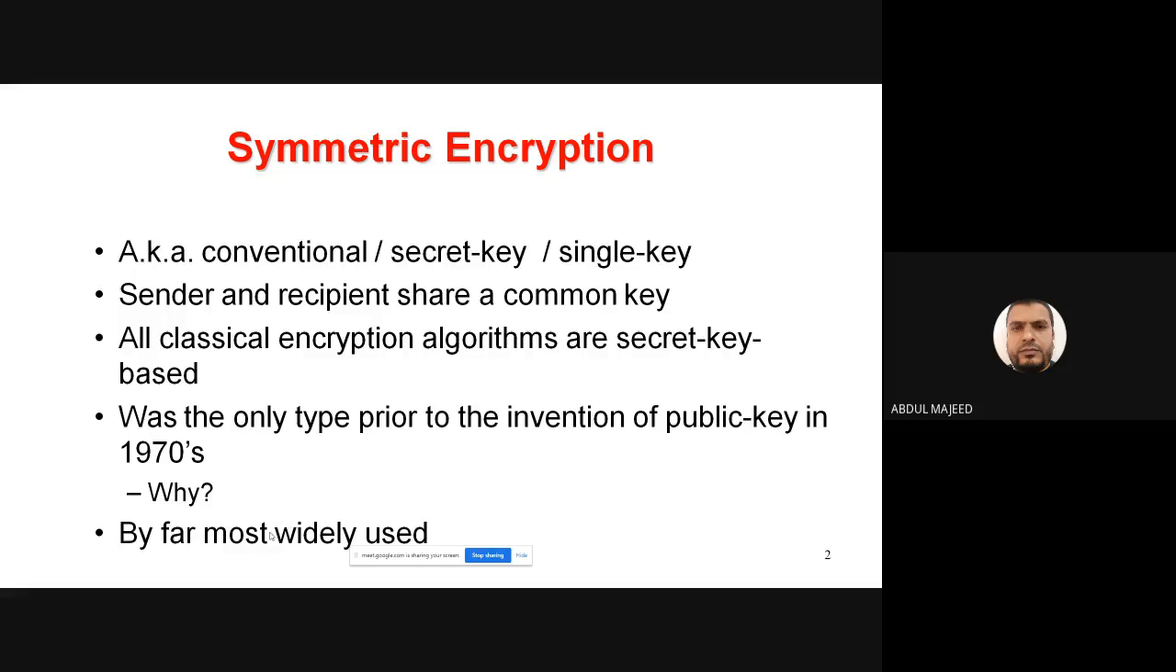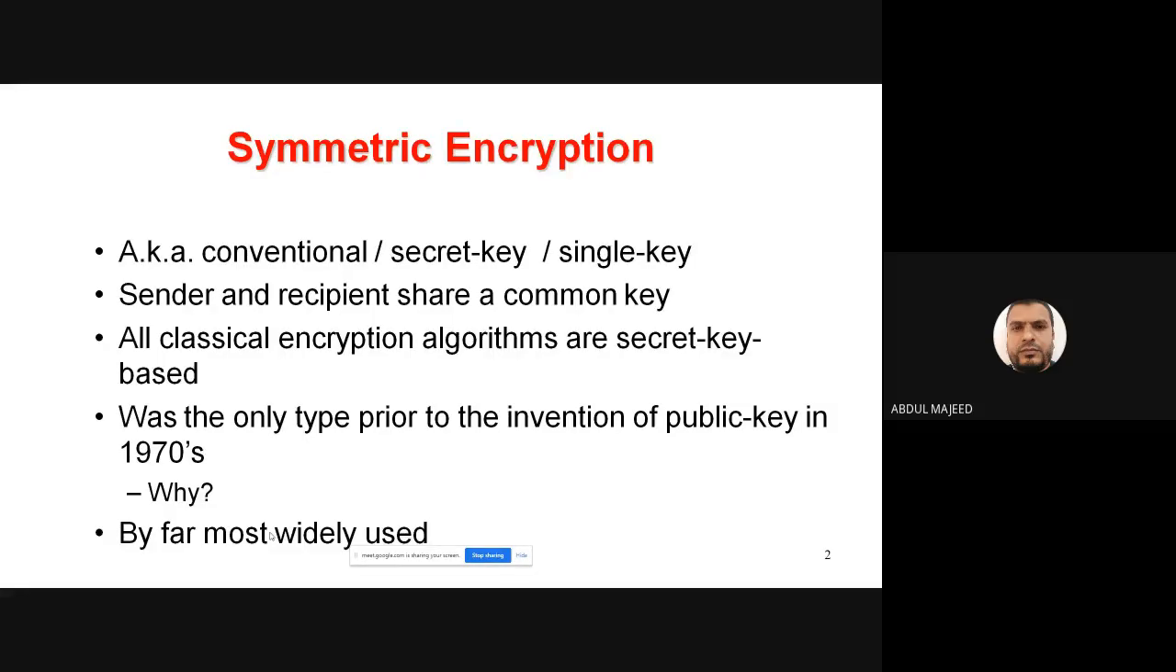Public key means we have a pair of keys. Out of that pair, one key will be used by the sender and one key will be used by the receiver. For understanding purposes, there are two processes: symmetric encryption and asymmetric encryption. Symmetric encryption means sender and receiver both use the same algorithm and the same secret key to encrypt or decrypt the message. That is called symmetric encryption.